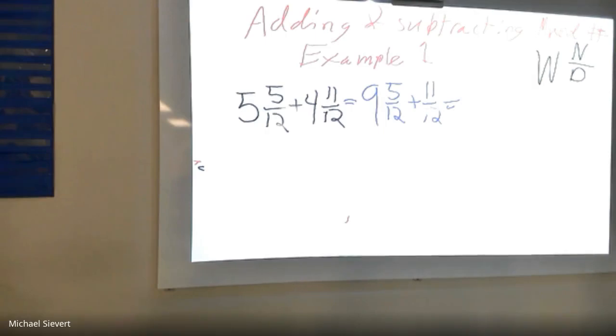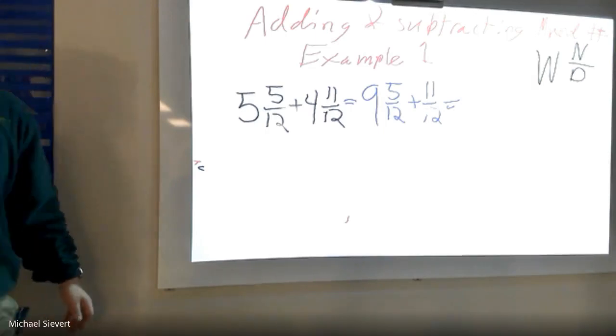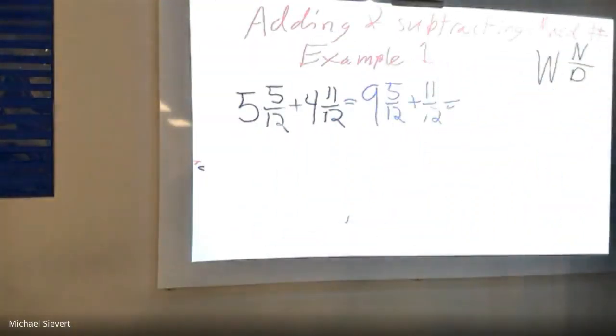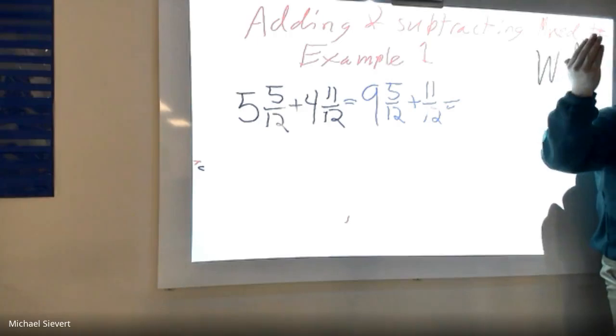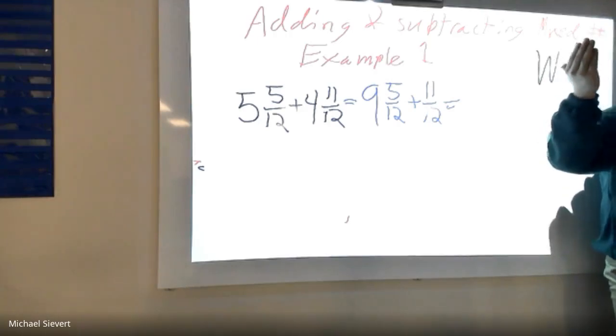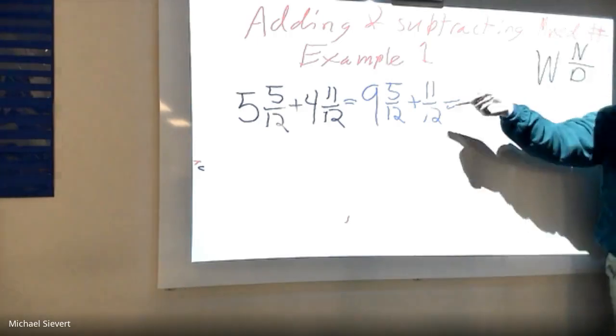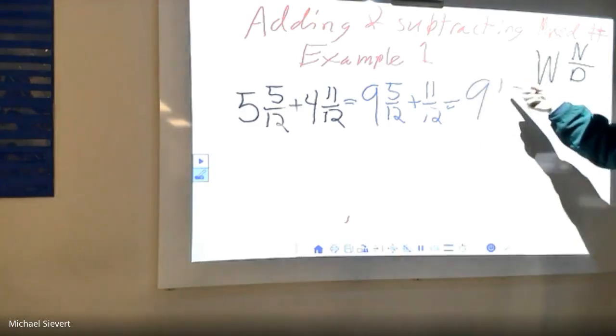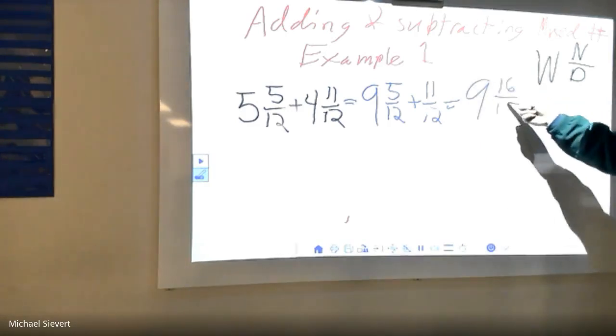The denominator. Correct. So Braylon, if you add those two fractions together, because you can do that, the denominators are the same. No hard work, no big thought process. So Braylon, what's the new fraction? You got 9 and 16/12. Awesome.